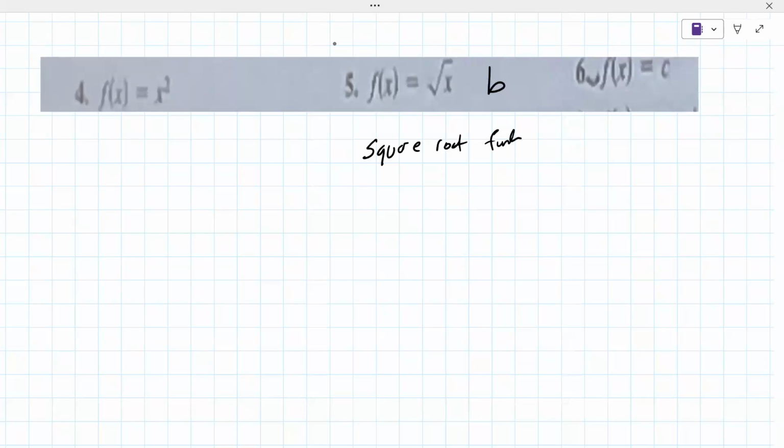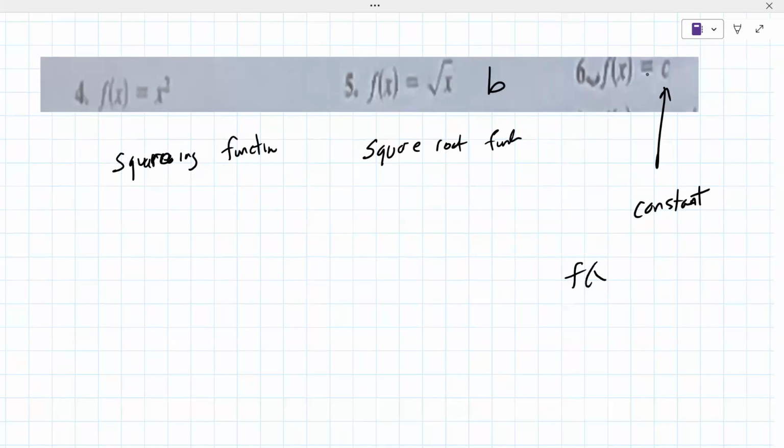A squaring function. Yes, or quadratic, but that's good. Square, squaring function. Okay. 6 is C, which means a constant. Constant, like a number. So think of it as like f of x equals 2.